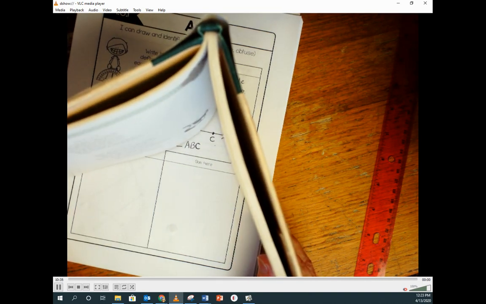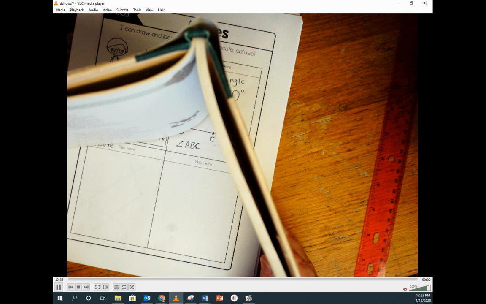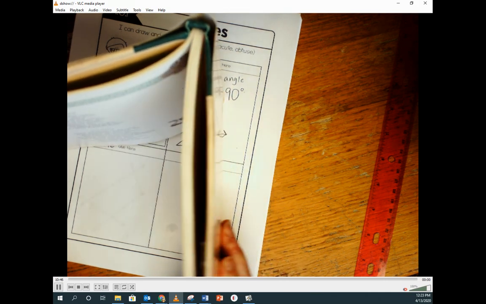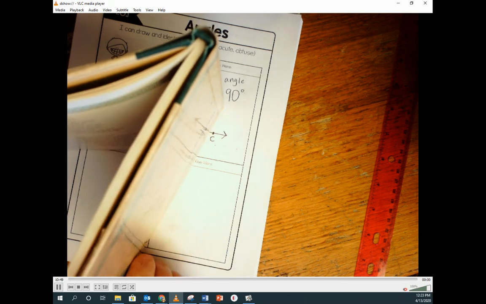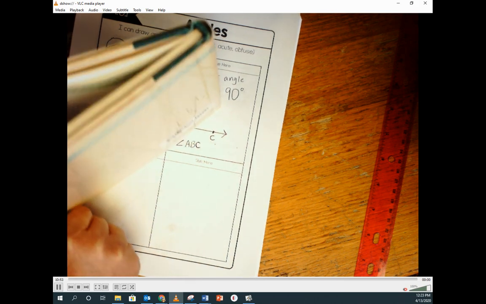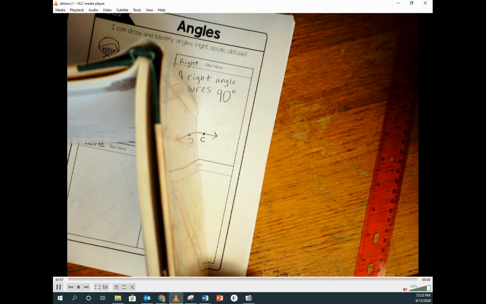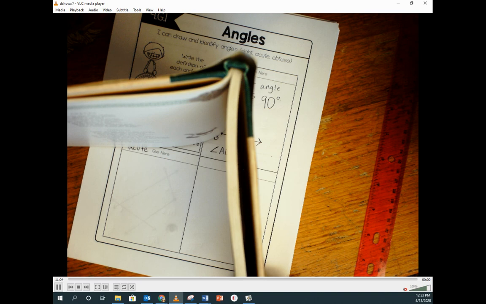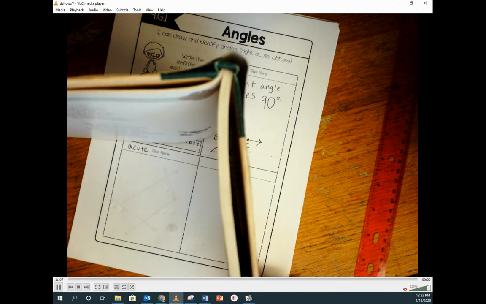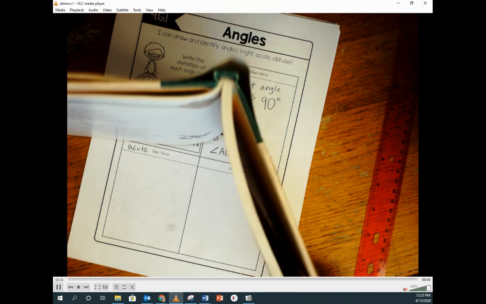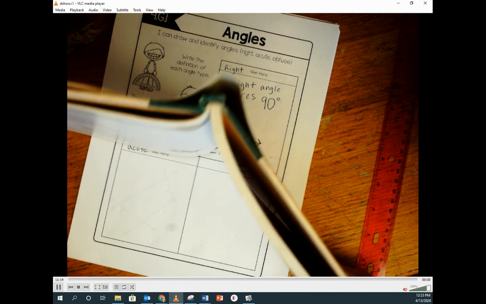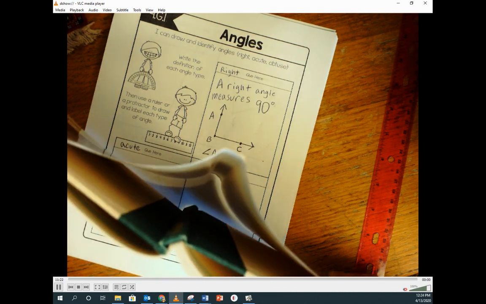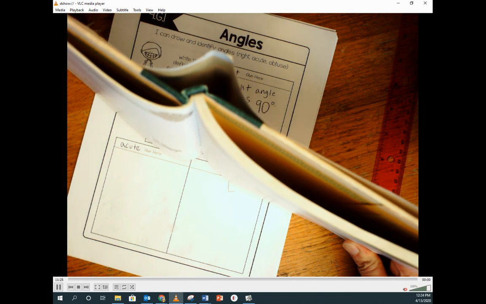So if you can look at it this way, this looks like a 90-degree angle. And then as we get smaller, it could be 80, 70, 60, 50, 40 degrees, 30, 20, 10. Back to a 90-degree angle. An obtuse angle is an angle that's more open. So if we start at 90, this could be 100 degrees, 110, 120, 130, 140, 150, 160, 170, all the way to a 180-degree angle. A 180-degree angle is a straight line.